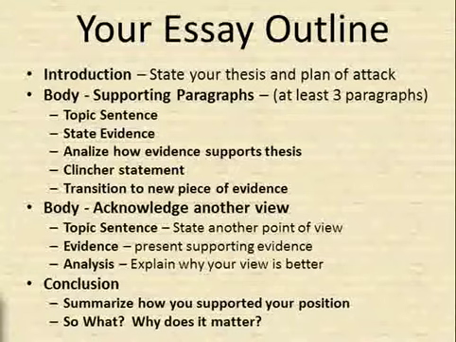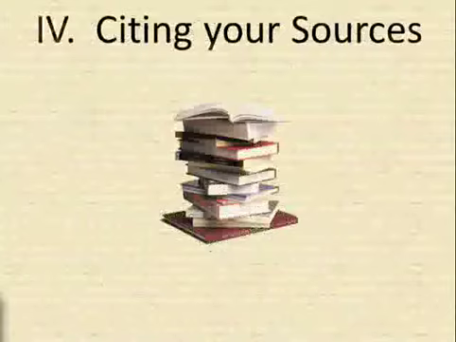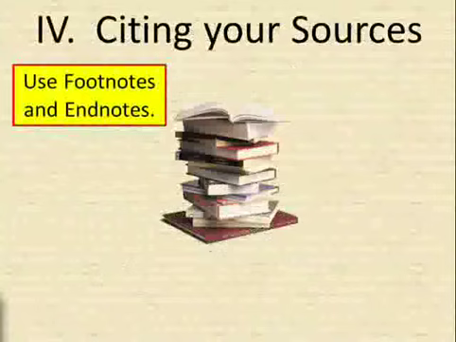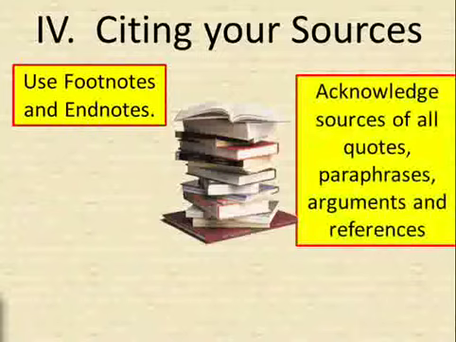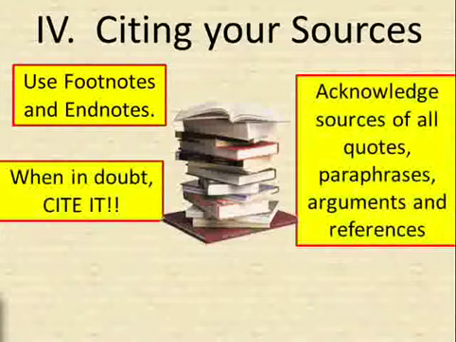Now, as you present your evidence, you're going to need to cite your sources. Use the note format, footnotes and endnotes, and elaborate. Use those footnotes and endnotes to elaborate on a specific source or to address arguments of other historians. Okay? Each time you quote a work by another author or reference the ideas of another author, indicate that source with a citation. Any quotes, paraphrases, arguments, or references, they should all be cited. When in doubt, cite it.